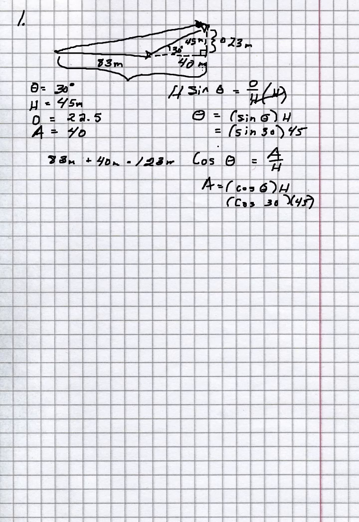Okay? Now I have the sides of both of my triangles, and I can use the Pythagorean theorem to find the magnitude of my resultant. So the Pythagorean theorem is a squared plus b squared equals c squared. C squared is going to be my hypotenuse. So I've got 123 squared plus 23 squared equals c squared. So let's put that in.